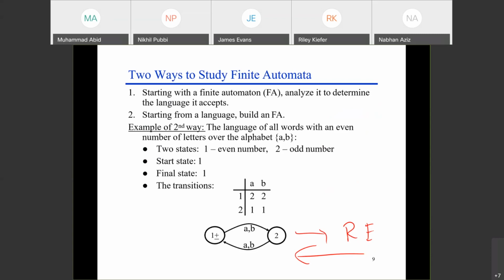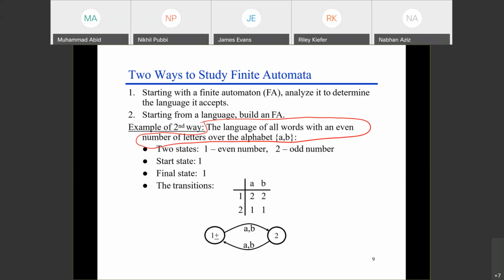An example of the second way: the language of all words with an even number of letters. So now, how do we generate the FA from the English description of the language? You have the English description here, and we want to draw the FA of that. So what is this? The language of all words with an even number of letters over the alphabet A, B. It says that whether you have A or B, the number of letters should be even.